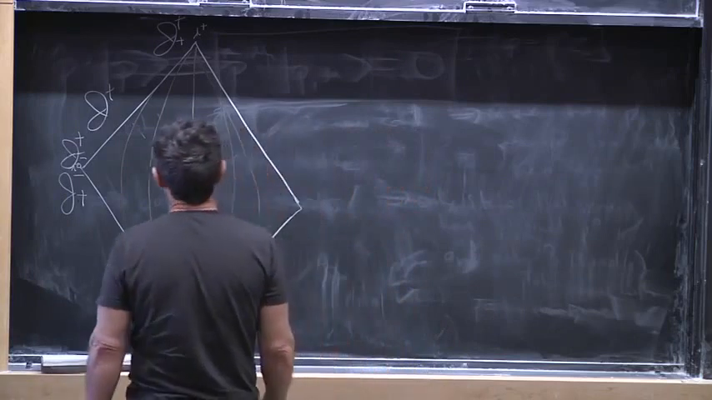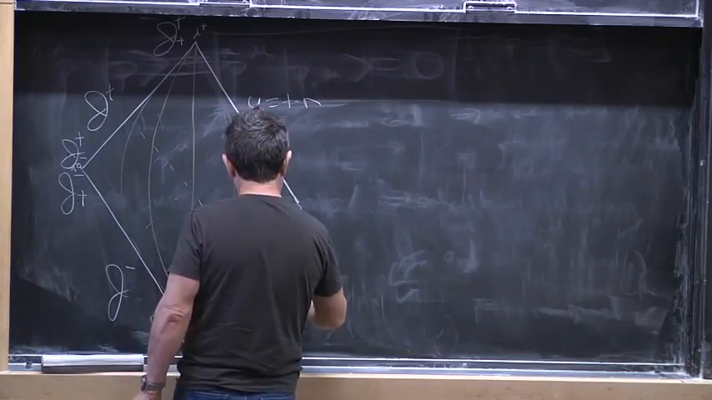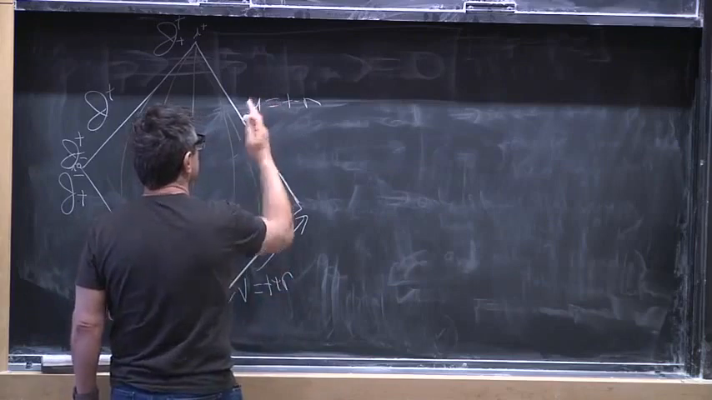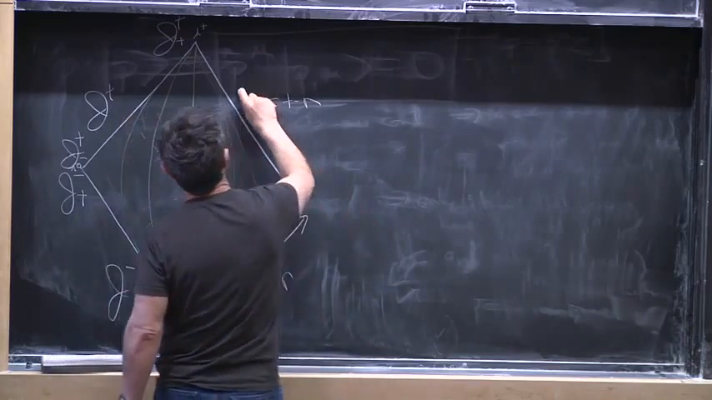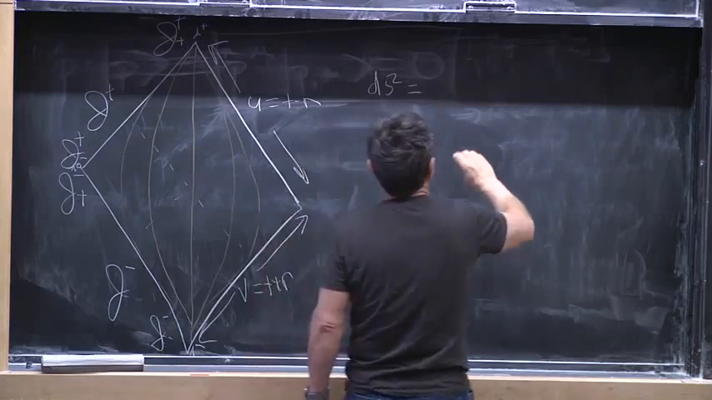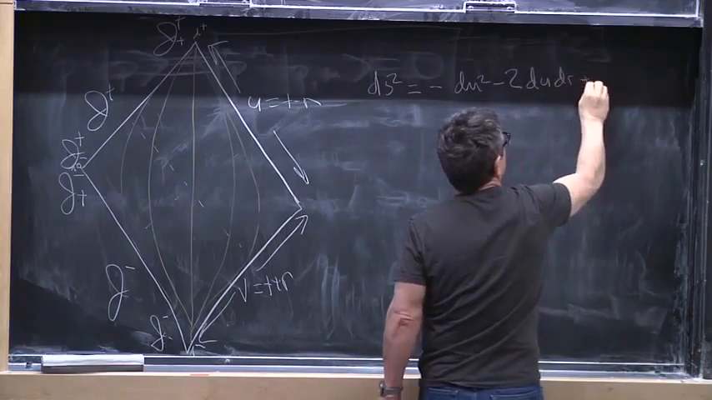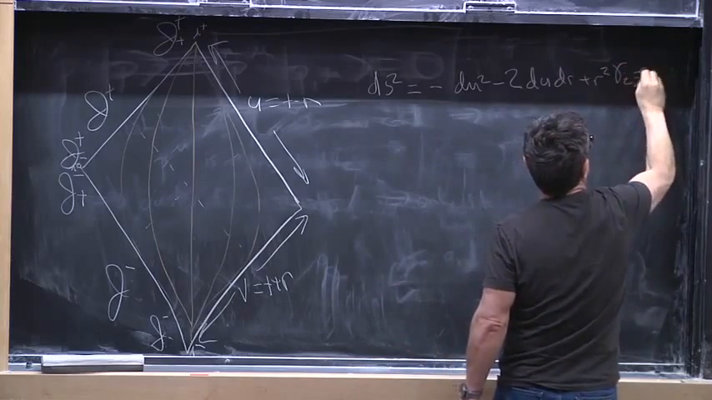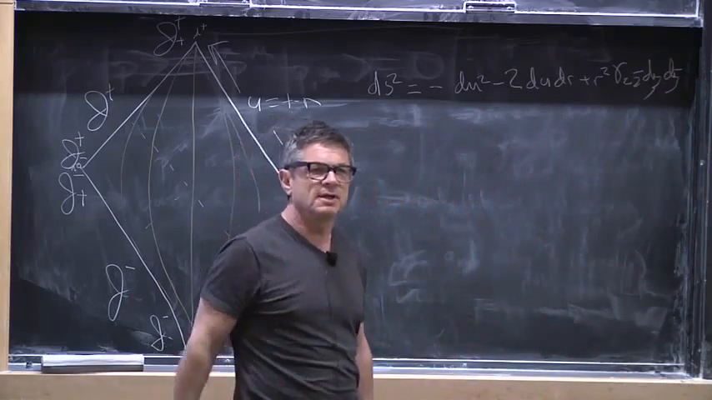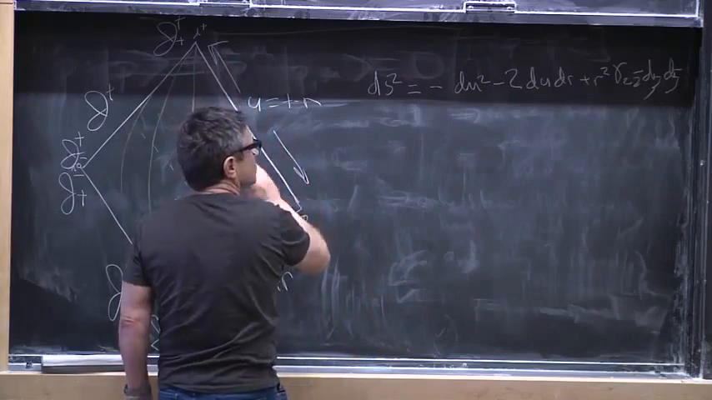Okay, and we introduced retarded coordinates u equals t minus r, and advanced coordinates v equals t plus r, which are finite at past and future null infinity, respectively. And we have corresponding coordinate systems. ds squared is equal to minus du squared minus 2 du dr plus r squared gamma z zbar dz dzbar, where z is a coordinate on the two-sphere, gamma z zbar is the round unit metric on the two-sphere. This is the metric that we'll use for describing things up here.